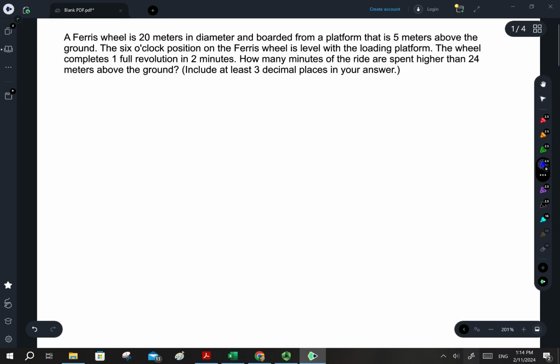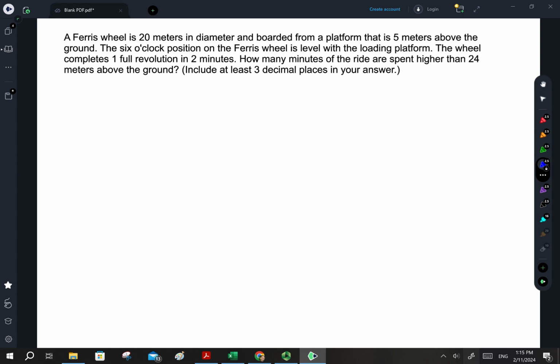So this problem says that a Ferris wheel is 20 meters in diameter and boarded from a platform that is 5 meters above the ground. The 6 o'clock position on the Ferris wheel is level with the loading platform, and the wheel completes 1 revolution in 2 minutes. How many minutes of the ride are spent higher than 24 meters above the ground? Include at least 3 decimal places in your answer.